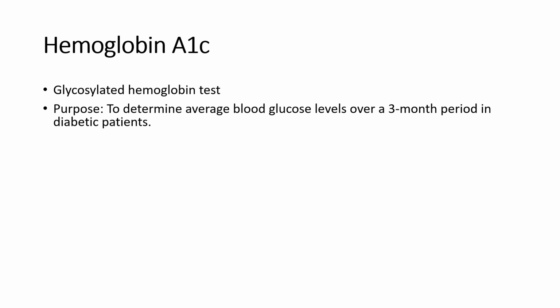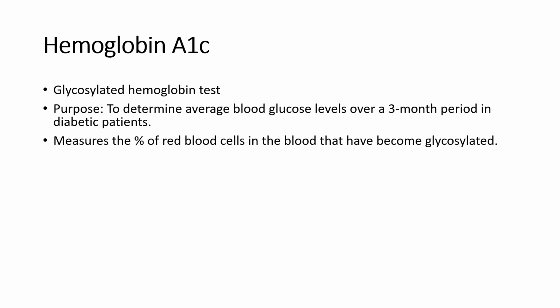We often measure the hemoglobin A1C in our dialysis patients. It's also called the glycosylated hemoglobin test, whose purpose is to estimate the average blood sugar level over a 3-month period in diabetic patients. The test measures the percentage of red blood cells in the blood that have become glycosylated, that is, have undergone the addition or the attachment of a glucose molecule. The higher the blood sugar, the more likely it is that a sugar molecule will get attached to the hemoglobin, the higher the hemoglobin A1C.